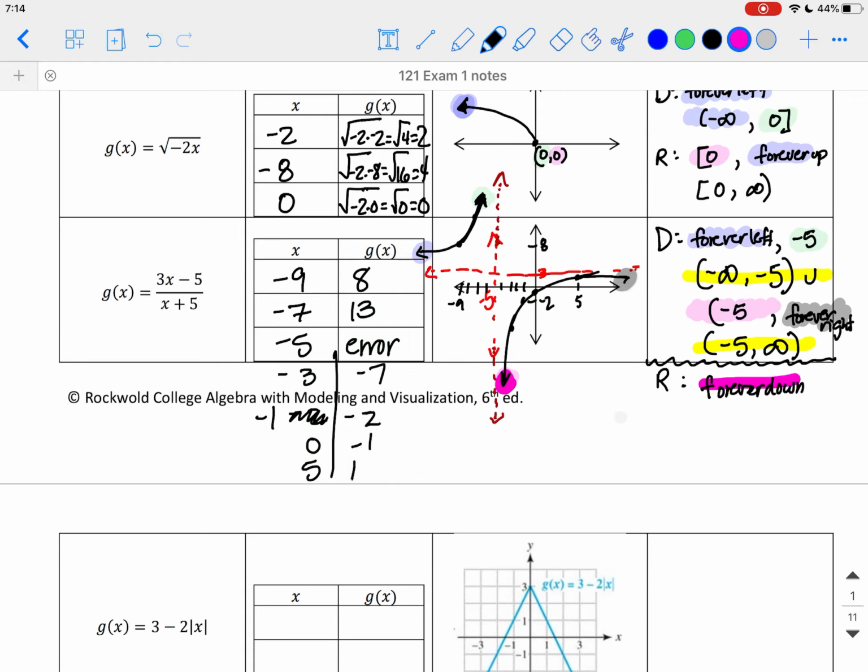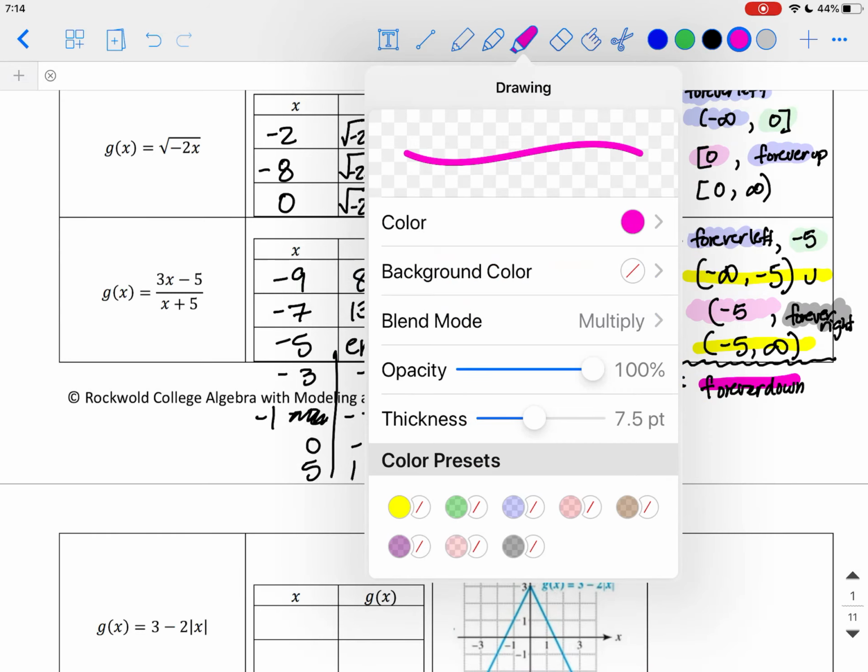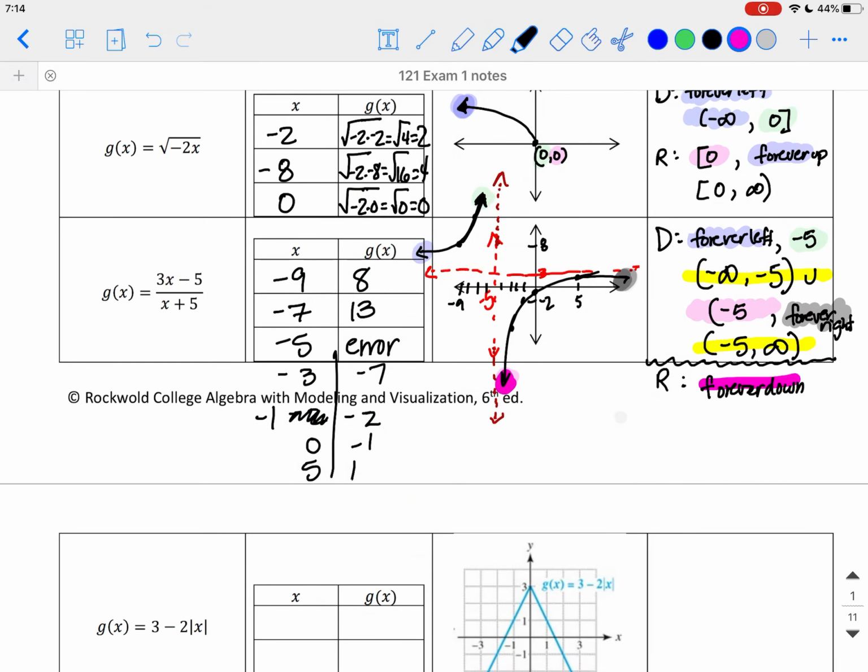And then this part of the graph that's in gray is trying to get close to 3, but it never does. So it's going to be parentheses, because it never does. So forever down is going to be -infinity to -3 in parentheses.